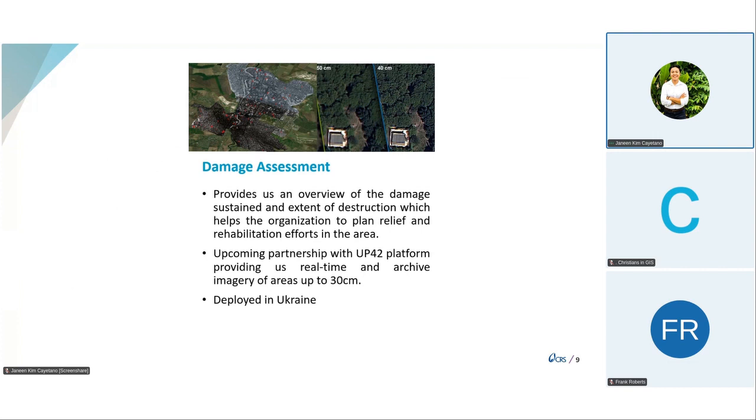This is related to the one that I showed earlier, which is rooftop counting. Coupled with the rooftop counting, we can also use deep learning and AI with satellite imagery to define which buildings have been damaged, based on their before photo and their after photo. It helps us provide an overview of the damage sustained and extent of destruction, which helps CRS plan relief and rehabilitation efforts in the area.